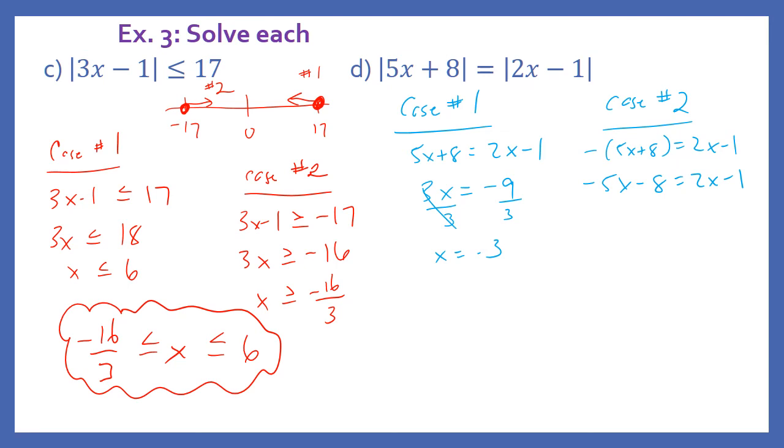And bring over the 2x. Let's say you want to keep your variables on the left. That would be negative 5x minus 2x is negative 7x, and that would become negative 1 plus 8, which is 7. And divide both sides by negative 7, x equals negative 1.